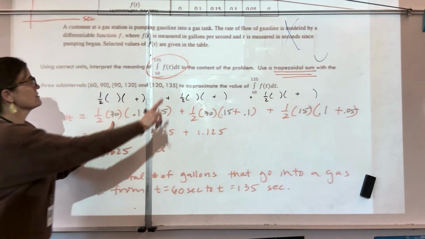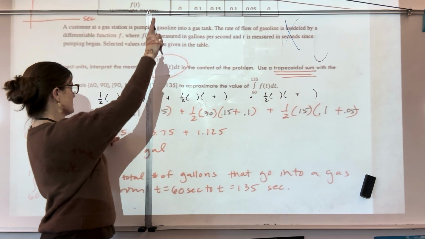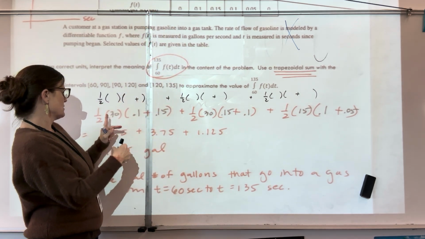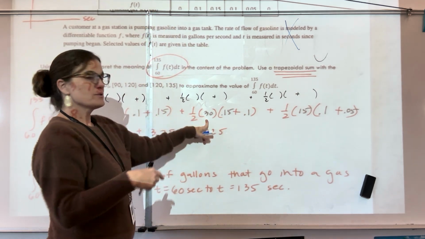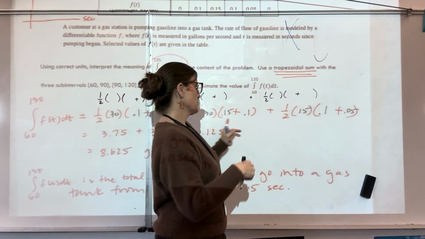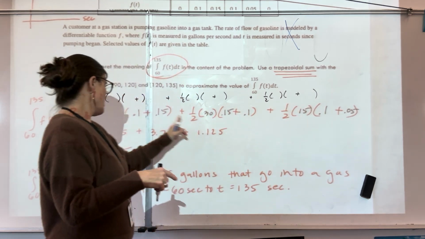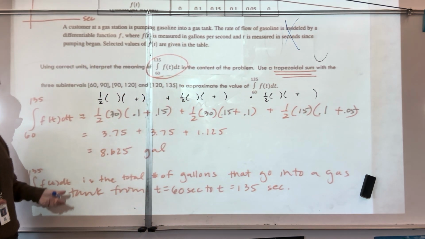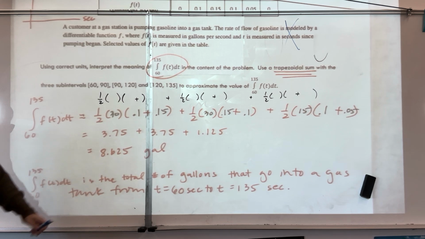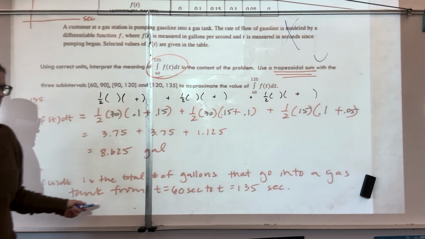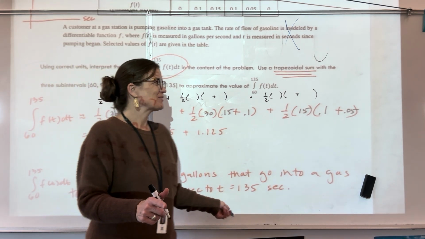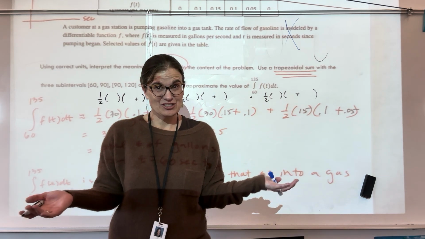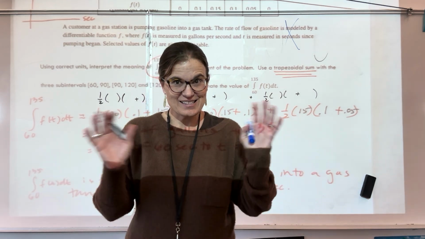So again, the widths were the difference of the table values, the x values. So 90 minus 60 was 30, 120 minus 90 was 30, 135 minus 120 was 15. And then you're adding up those values. When you actually add those up, it looks like it was 8.625 gallons. And therefore, that was the total number of gallons that go into the gas tank from 60 seconds to 135 seconds. All right, y'all, just finding areas underneath the curve. Hope that made sense. Bye.